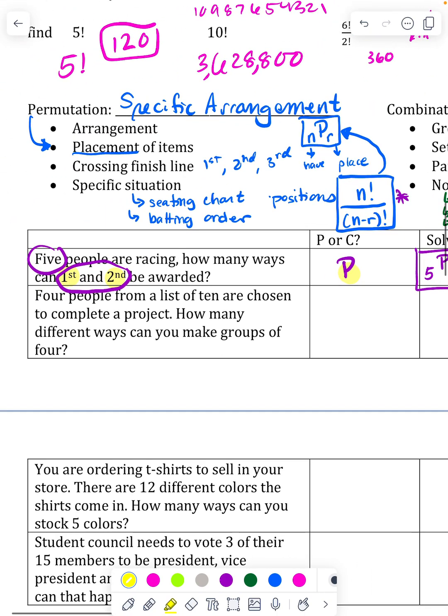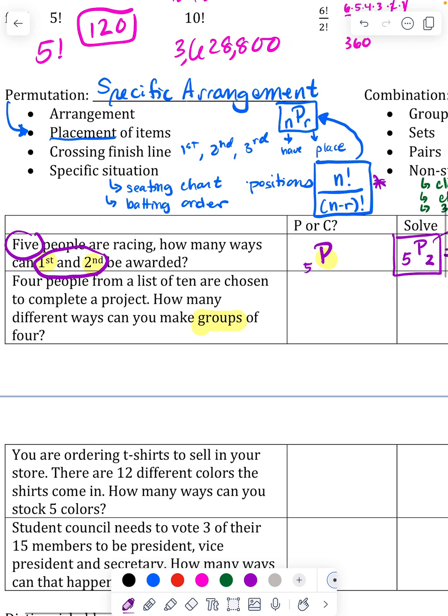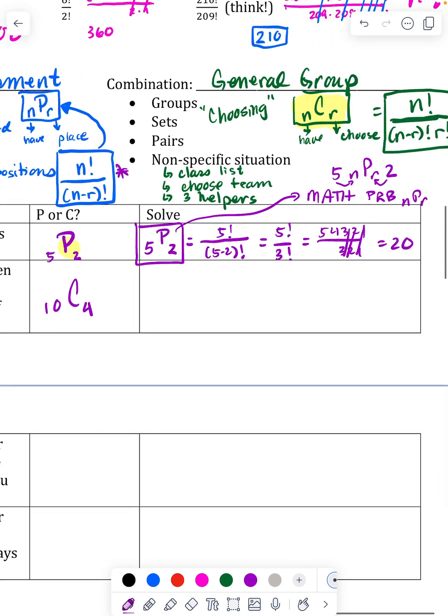How about this? 4 people from a list of 10 are chosen to complete a project. How many different ways can you make groups? Okay, well, that's general. I just need 4 people out of the 10. So where this was 5P2, this is 10, and I'm choosing 4 to be in a group. So it's more general. So using my formula from up here, I'd have 10 factorial over 10 minus 4 factorial, and then r factorial, which is this guy.